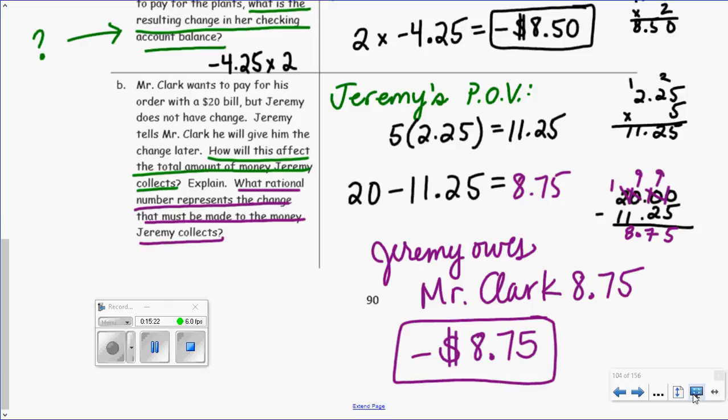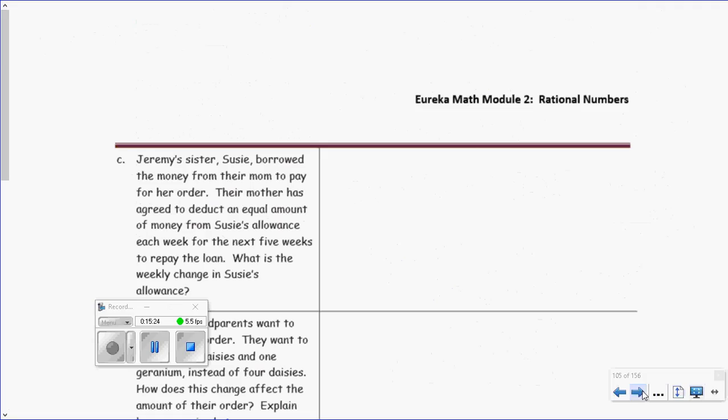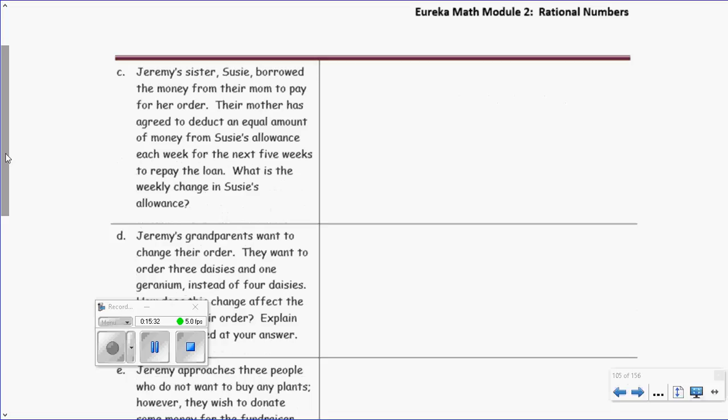Okay, let's try Jeremy's sister. She borrowed money from her mom to pay for the order, and the mother has agreed to deduct an equal amount from her allowance for the next 5 weeks. So first we need to figure out how much she owes for the flowers, and then we can figure out the weekly change in her allowance. Since her mom lent her 2.50, so it's saying like she owes her mom 2.50, and her mom says, I will take out the same amount for 5 weeks.